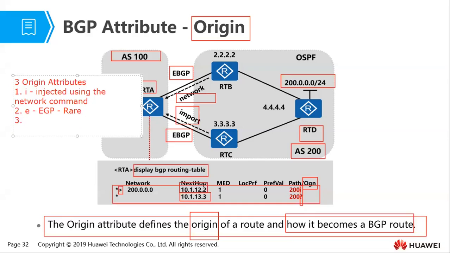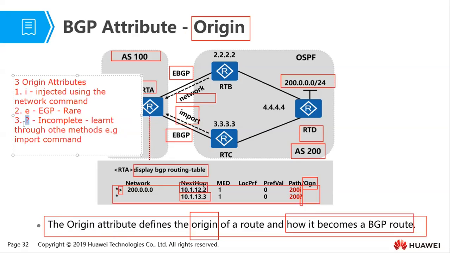Okay, then the last one is a question mark. Now, when you have a question mark, it simply stands for what we call incomplete. And it indicates that the BGP route has been learned through other methods, e.g. import command. So if a route has been learned through the import command, then you're going to have it with a question mark.